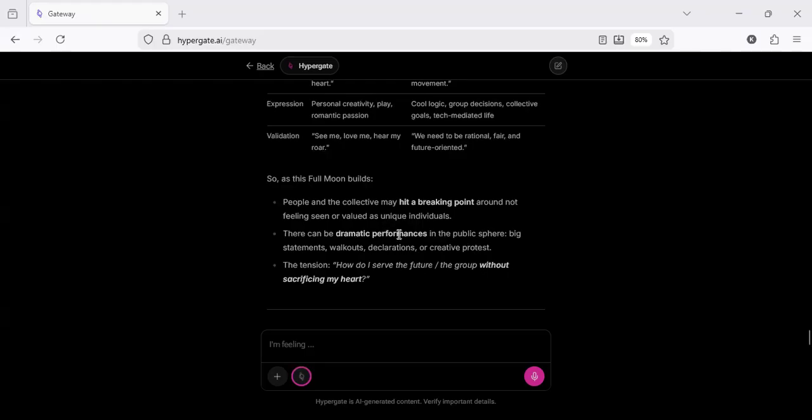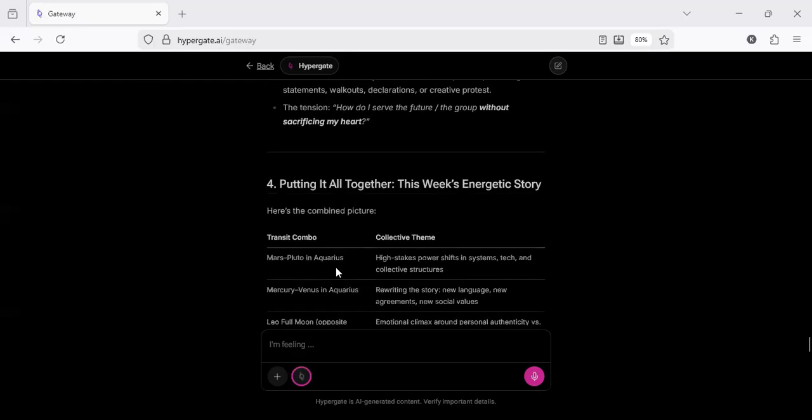There can be dramatic performances in the public sphere. There's the Leo. Big statements, walkouts, declarations, or creative protests. That's all kind of Leo, and where the last one was more Aquarian. Okay, attention. How do I serve the future, the group, without sacrificing myself and my heart?